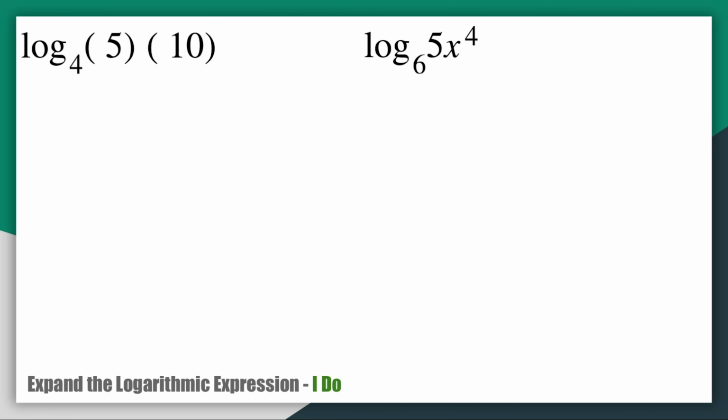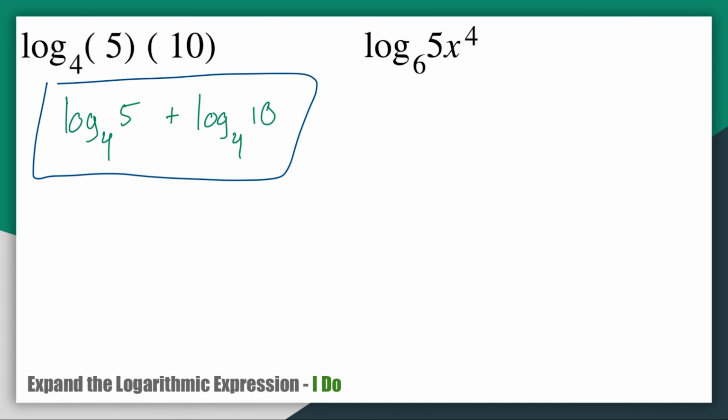Okay, so here we have log base 4, and we have 5 times 10, and these are together because it's multiplication, so they're not separated. When we see that, we can take this and write it as log 4 of 5 plus log 4 of 10. And this is considered the same thing.